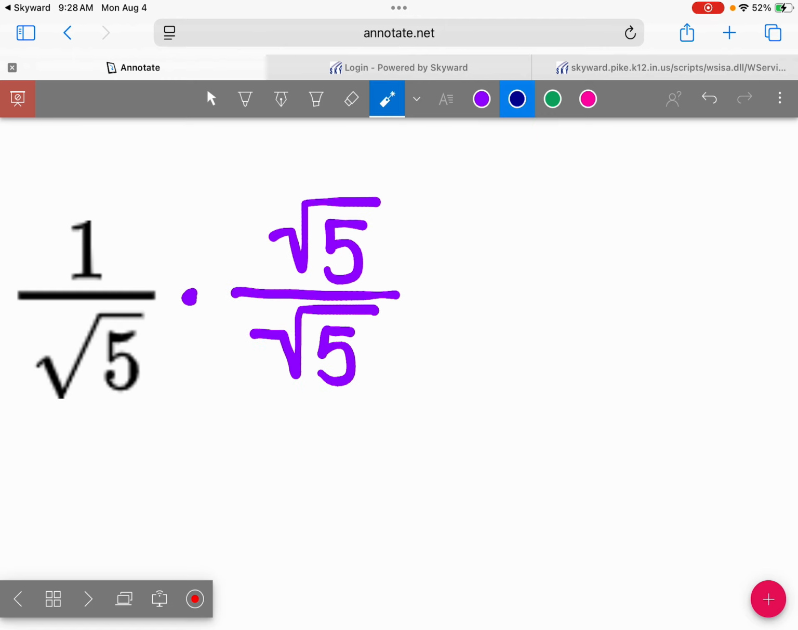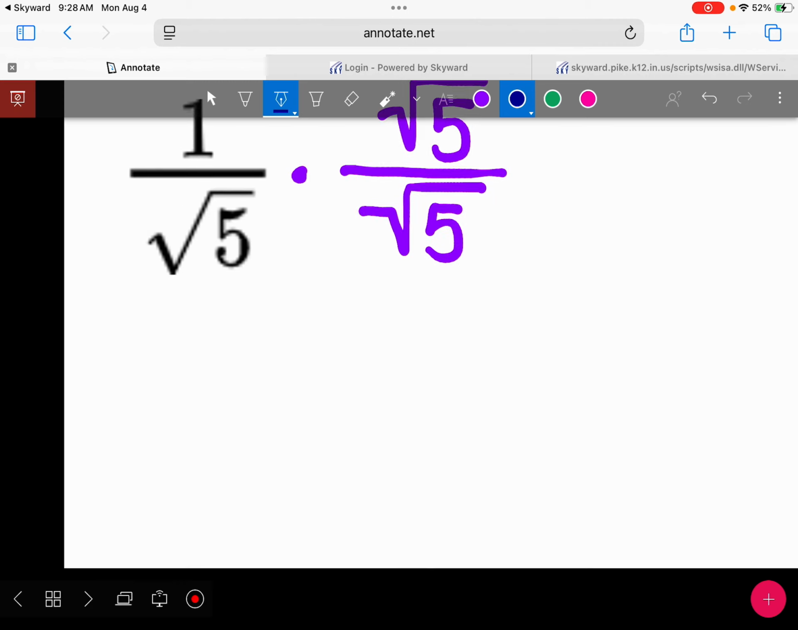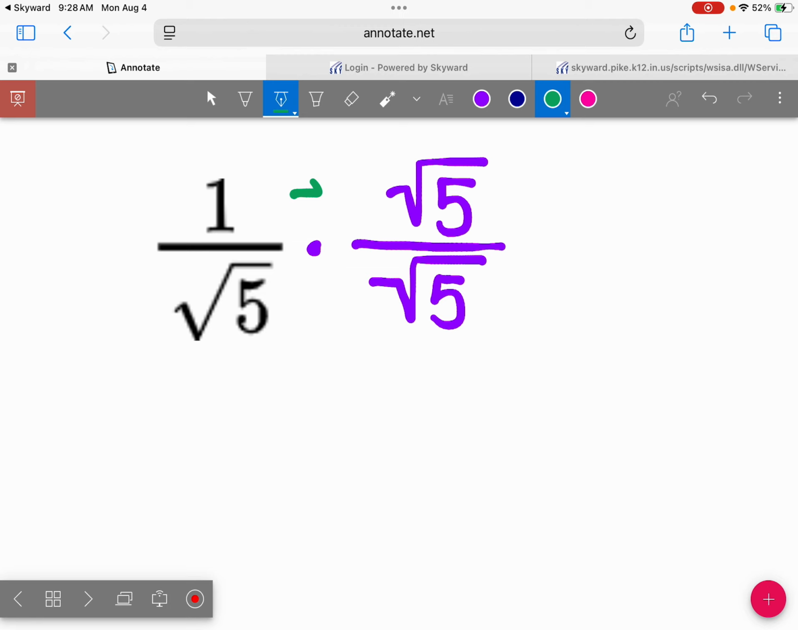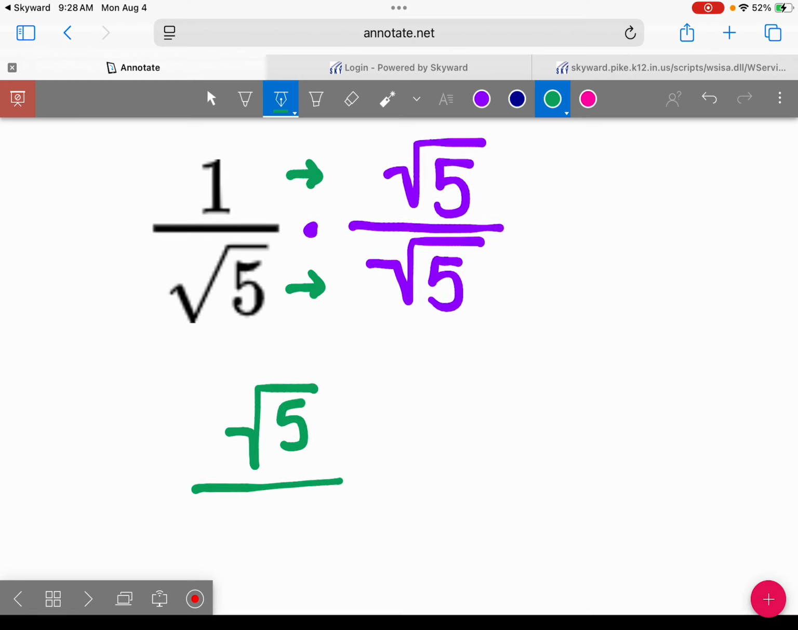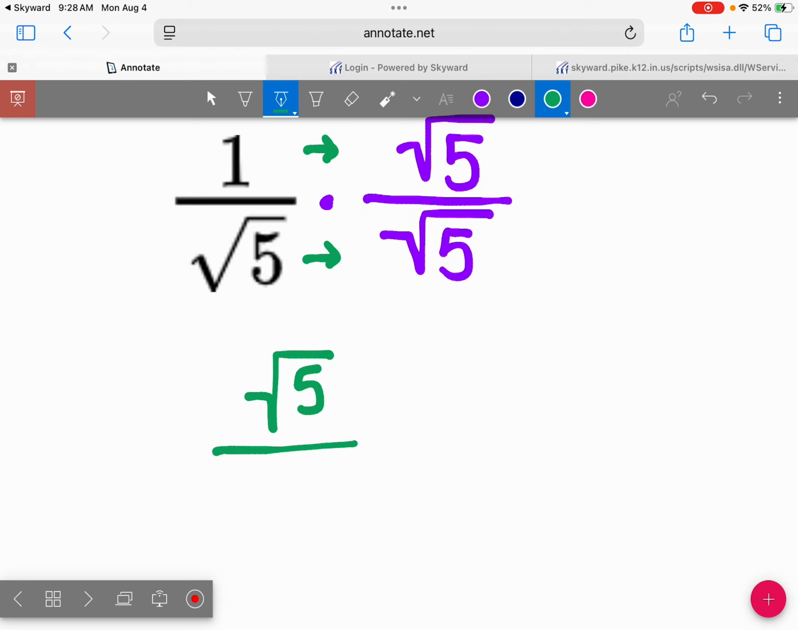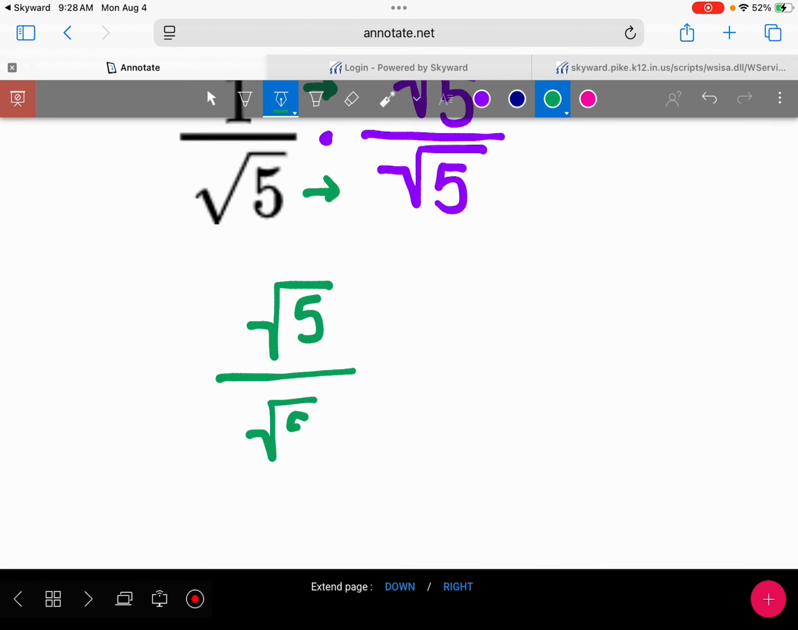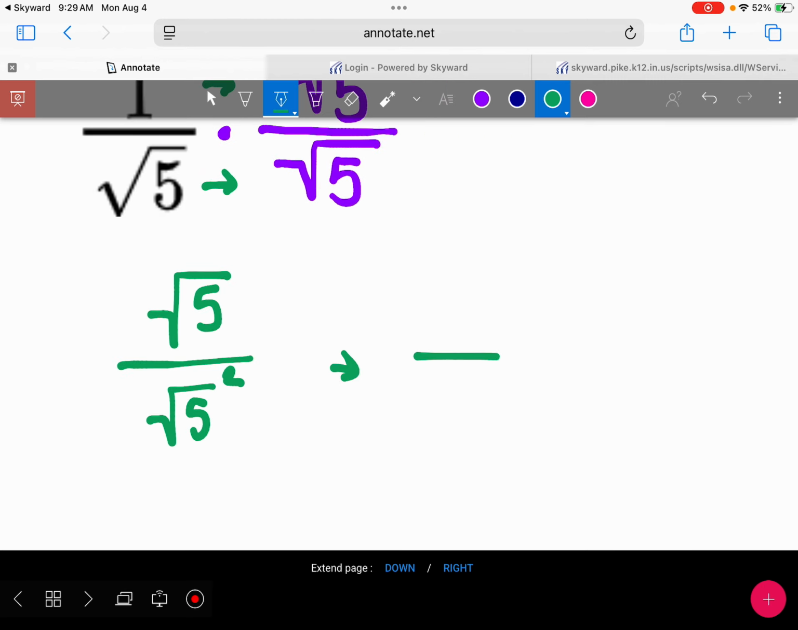And what happens when we multiply by square root of 5 over square root of 5, multiplying fractions means we multiply across. So we get 1 times square root of 5, which is square root of 5, over square root of 5 times square root of 5, also known as square root of 5 squared. What is square root of 5 squared? 5. So this becomes square root of 5 over 5. Now our denominator does not have a radical in it, so this is technically a better answer than this.